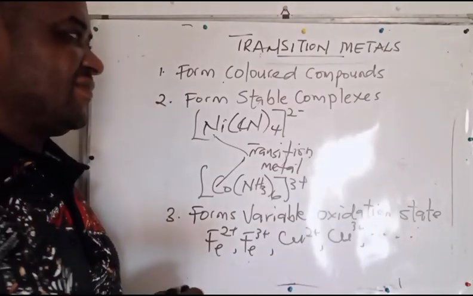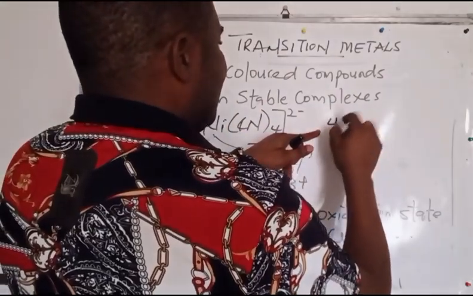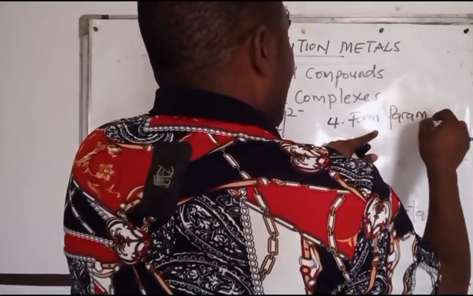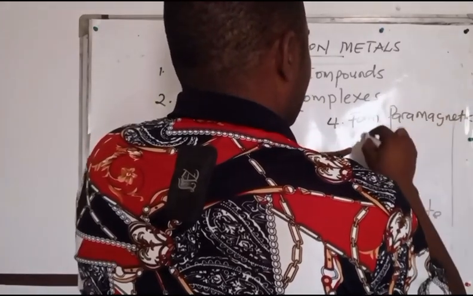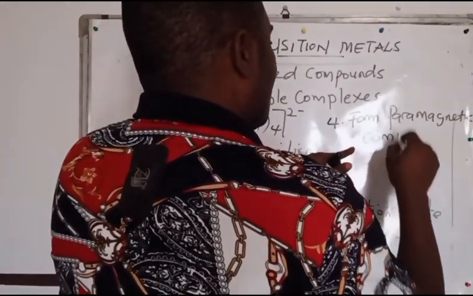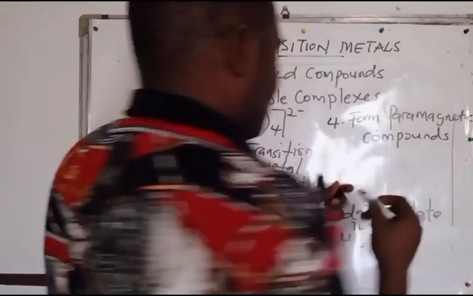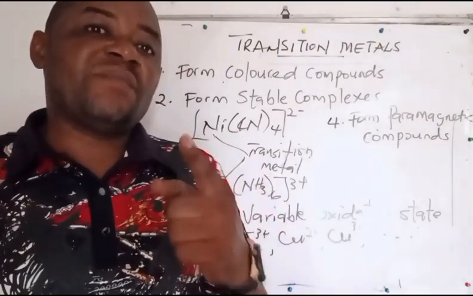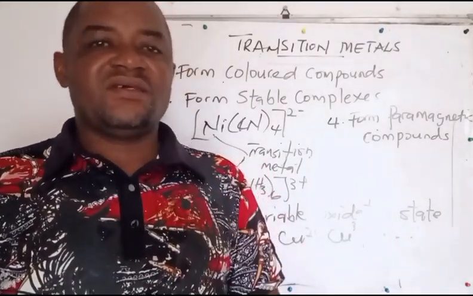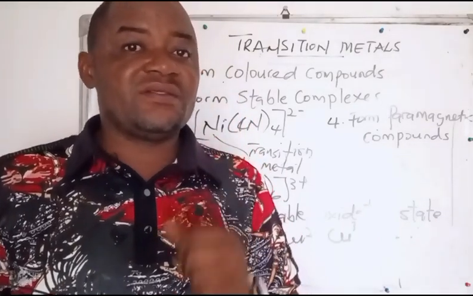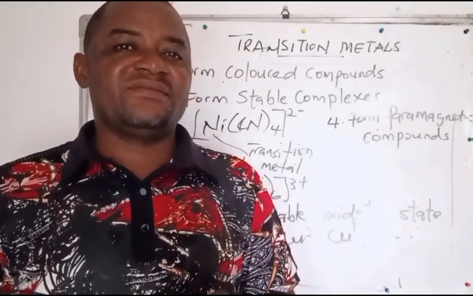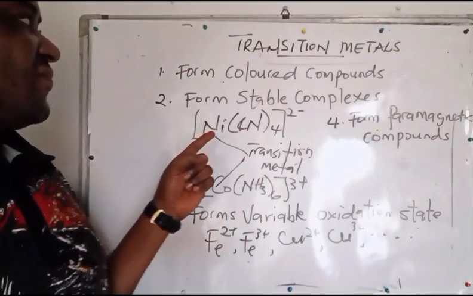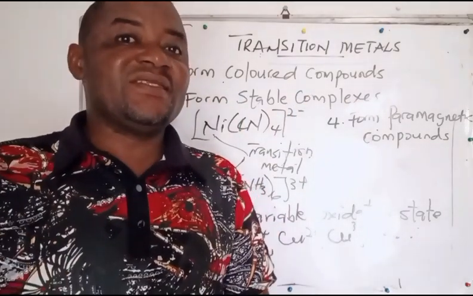Another unique property of the transition metals, which is our number 4, is that they form paramagnetic compounds. And the reason why they form paramagnetic compounds is because of the presence of the incompletely filled d subshell. Just the same way, the reason why they form colored compounds is because of the d-d transition.